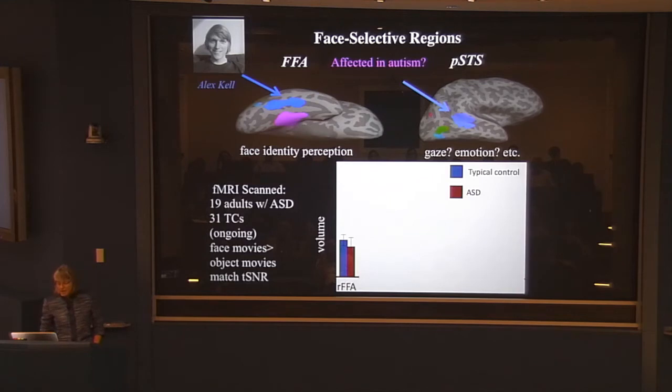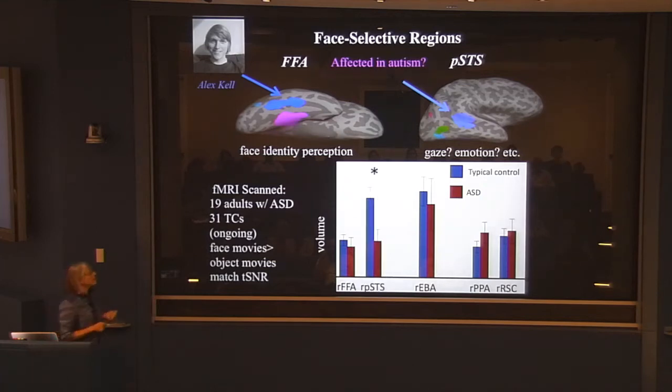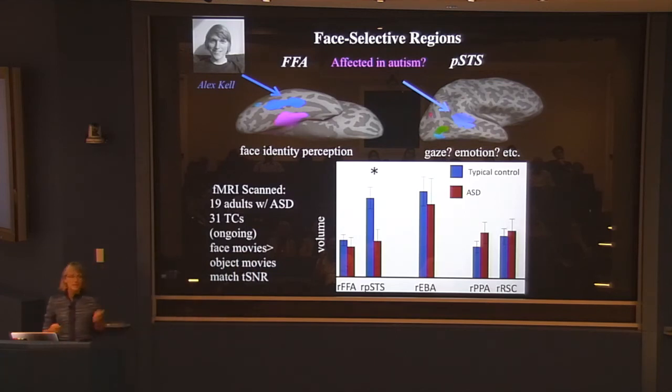Okay. And as a bunch of control regions, the body selective region and a bunch of scene selective regions also are very similar in the adults with autism and the typical subjects. But look what happens with that STS region up there. It's a whole lot smaller, right? So that's this bar right here. So that region, a lot of subjects, you don't see any activation up there at all for those face movies compared to object movies. And the ones that have it have much less activation. It's much smaller.